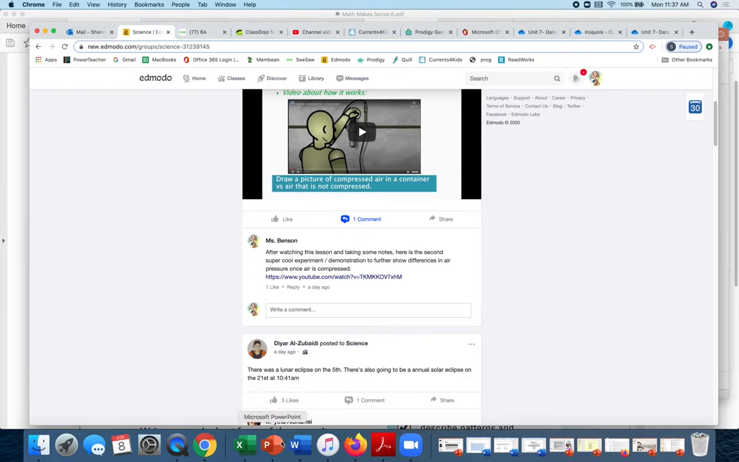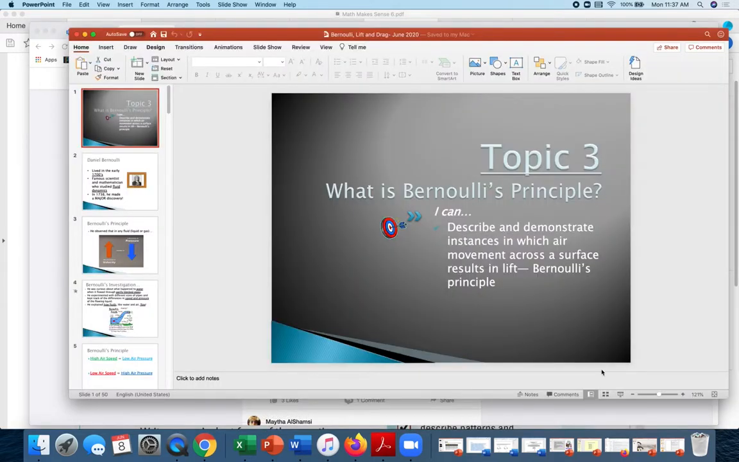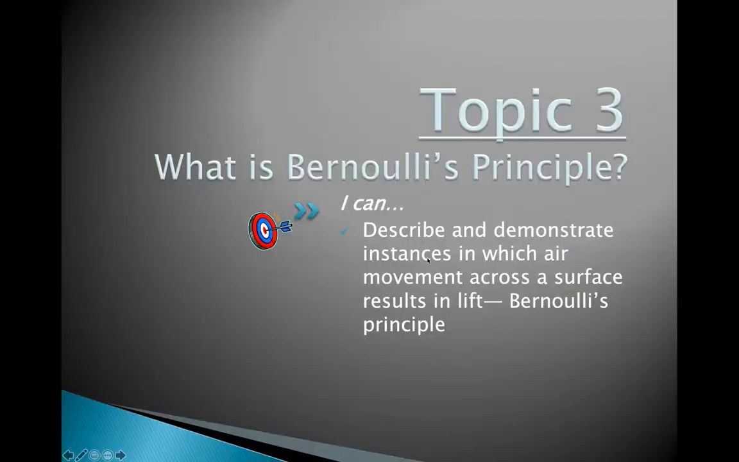Okay, alrighty. So today we are going on to something new, which is called Bernoulli's principle. We'll be doing this today and also tomorrow, and then on to flight, because Bernoulli's principle is a critical principle to understand with flight, how flight is possible.